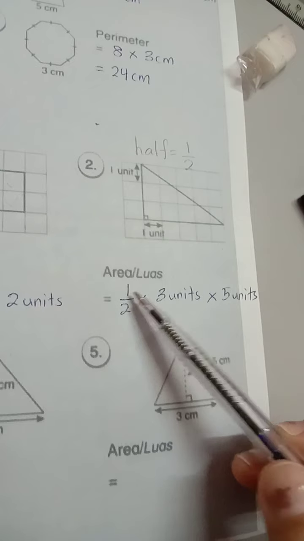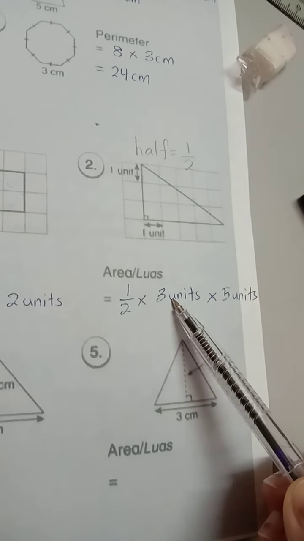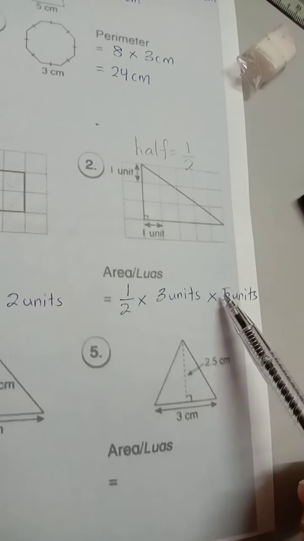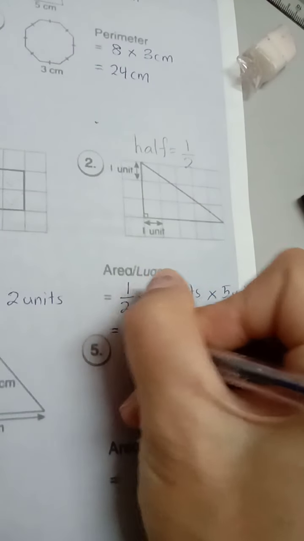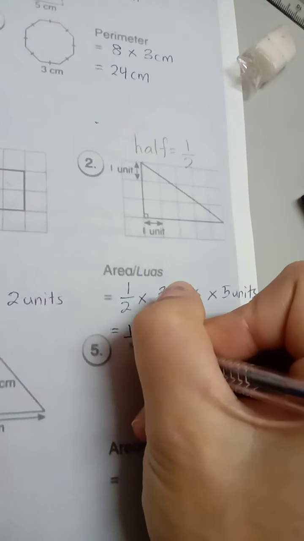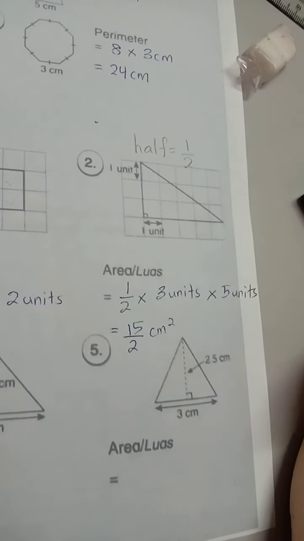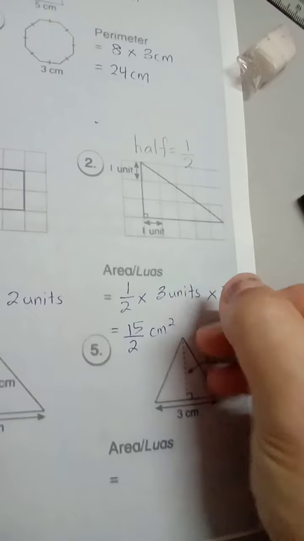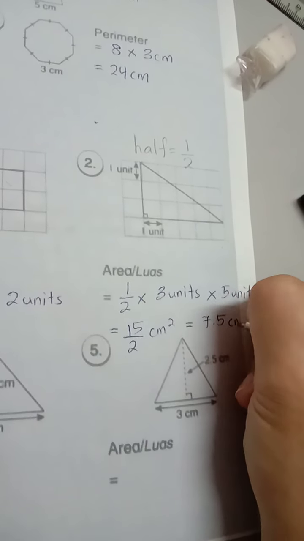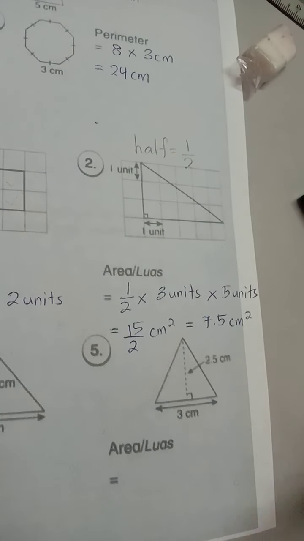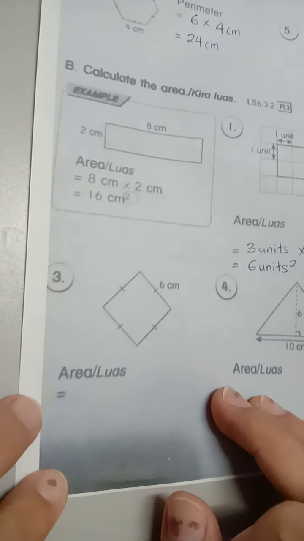So what do we have here? We have 1 on top, so 1 times 3 is 3. 3 times 5 is 15. So we have 15/2. What does it mean by over 2? It means divide by 2. So 15 divided by 2 is 7.5 centimeters squared. Okay, good. Let's move on. Let's go to number 3.